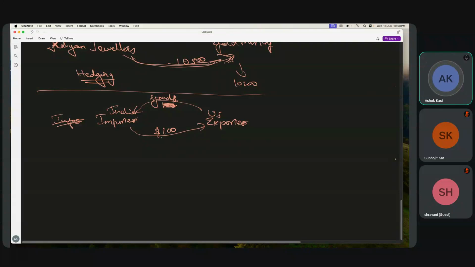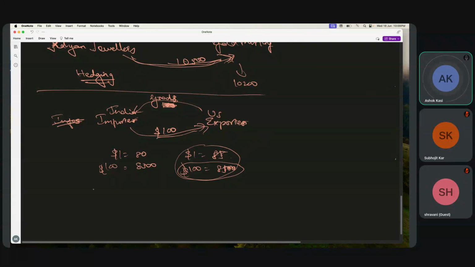So he is supposed to pay $100. Now, what is his worry? His worry is $1 is equal to, imagine, 80 rupees today. So $100, if he pays today, it will be 8,000 rupees. But his worry is, what if $1 becomes 85? Then what will happen in another 3 months? Then $100 will be 8,500. So he has to pay 8,500 after 3 months to get $100 and to repay to the exporter in US. So he is sensing some risk.